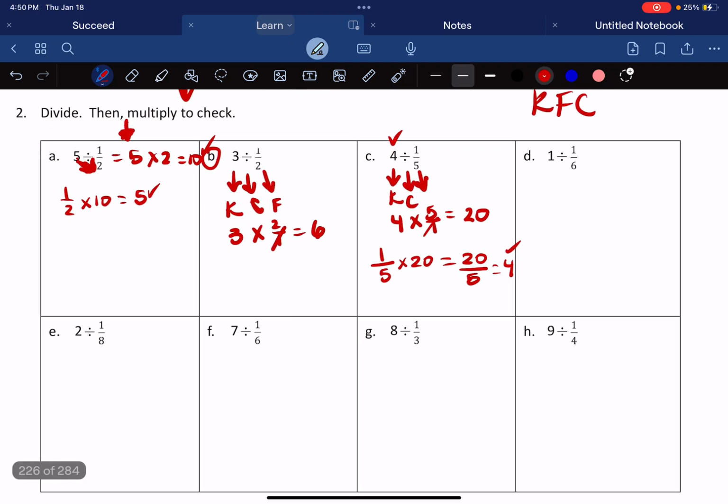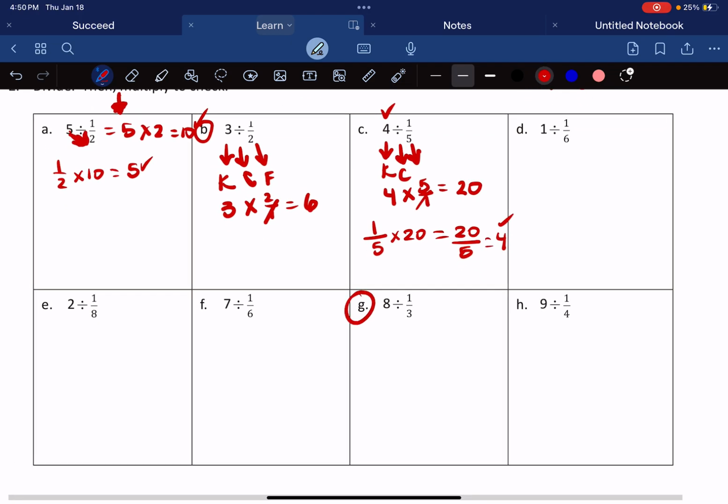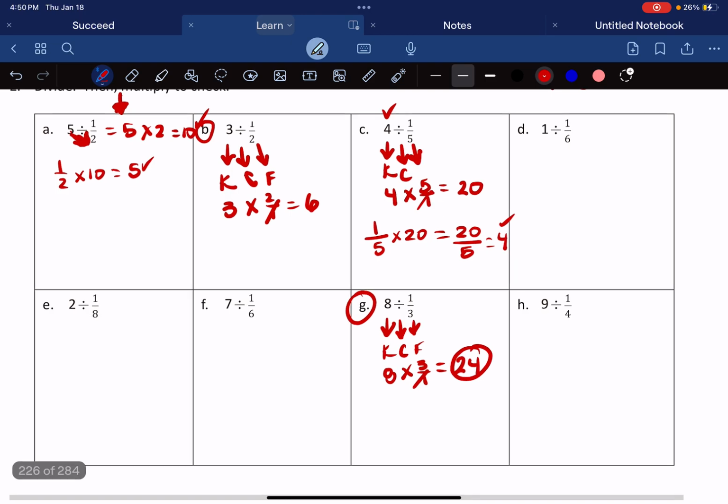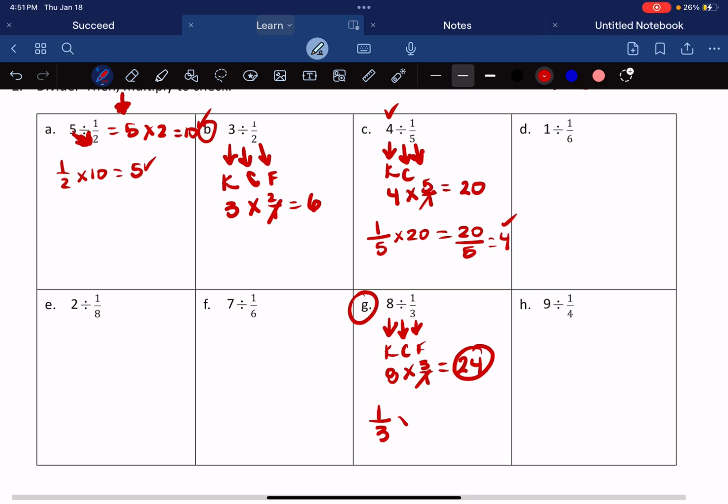So I'll do one more. Let me look at G. I'm going to keep my 8, change my division to multiplication, flip 1/3 to 3/1. I can drop the 1 since it's the denominator. 8 times 3 is 24. So 24 would be my answer. To check it, I'm going to take my fraction, 1/3, multiply it by 24. 24 times 1 is 24, so over 3. And we divide, I get 8, so I end up with that whole number that we had there.